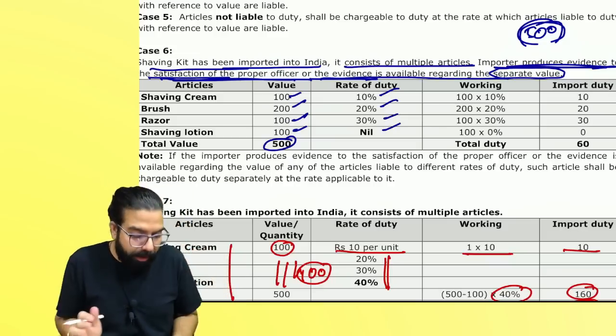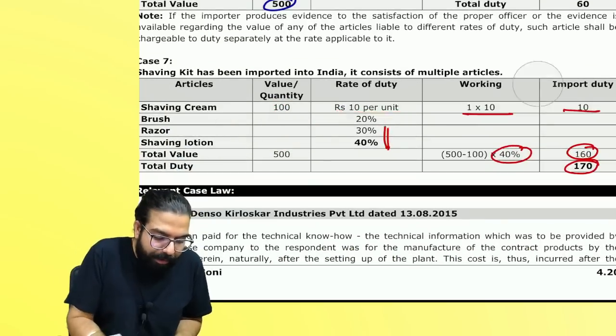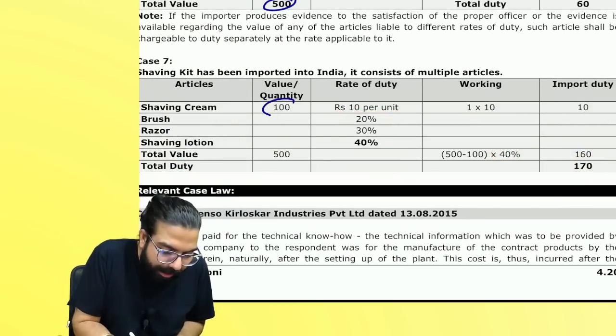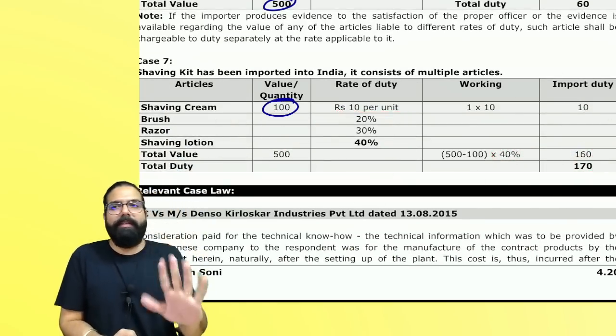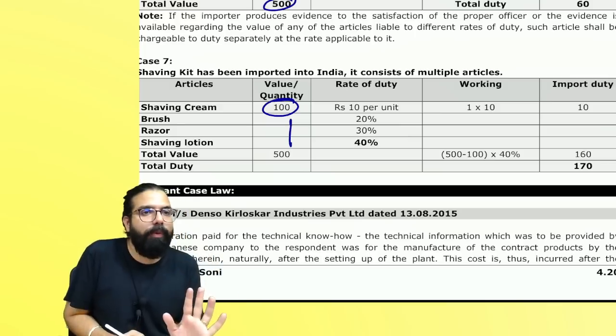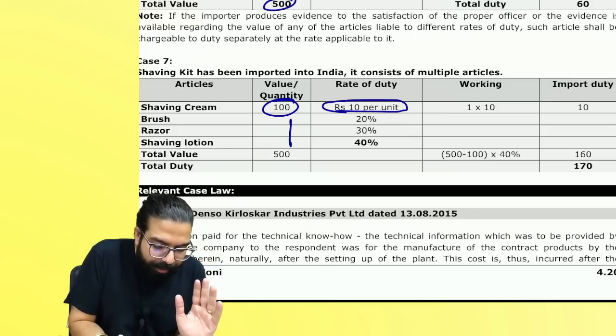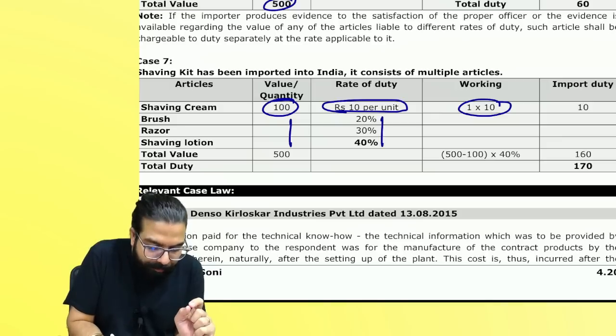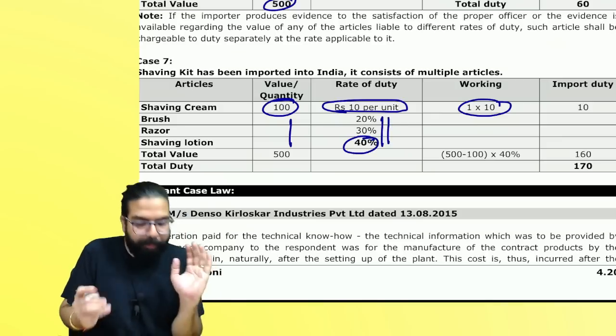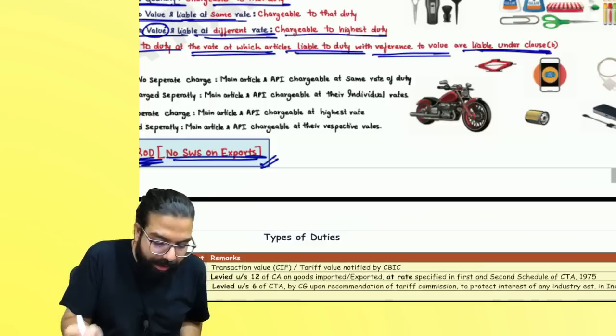Are we clear, everyone? Sir, if a set of articles worth 500 rupees has come and for one item he has gone ahead and told that this is the value, but for the other items I can't prove it, then for that one article, if 10 rupees is there, 10 rupees will be applied. For others, if different rates of duties are there, the highest rate will be applied. I hope this point is clear.